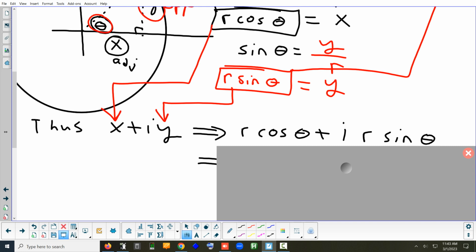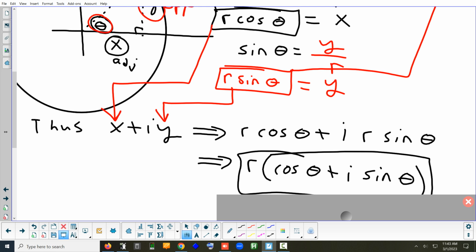But what do both of those have in common for factors? They both have an R, and when two things have the same factor in common, what can you do? Add them together? Cancel? Well, you can't eliminate it, but you can factor out the common factor. Yeah, that's what I meant. So the common factor is R. So the way that you really write a complex number in trig form is R cosine theta plus i sine theta.